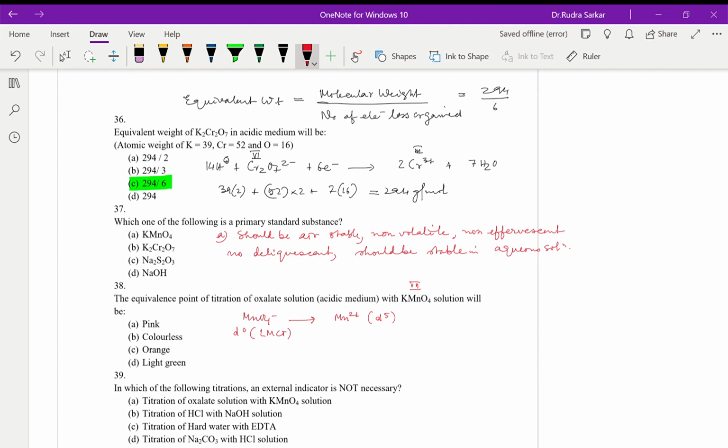So once it reacts with C2O4 2-, obviously in the acidic medium, it will be converted to water and CO2. So here the solution becomes Mn2+ in aqueous solution, which is basically colorless. So our answer over here is going to be that it becomes colorless.